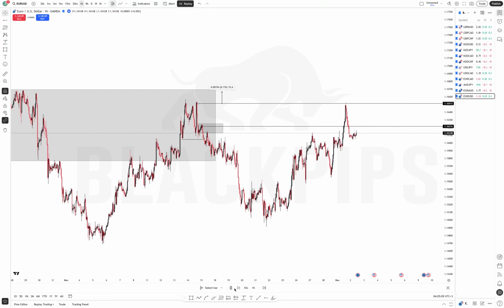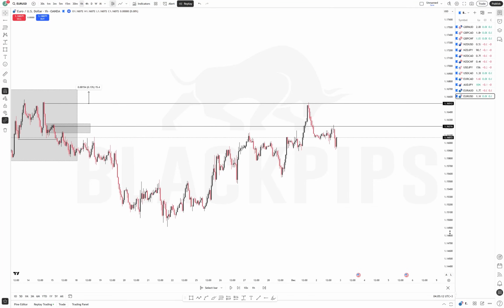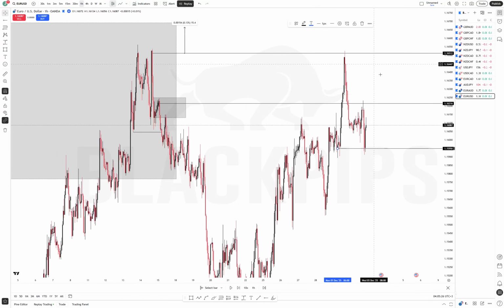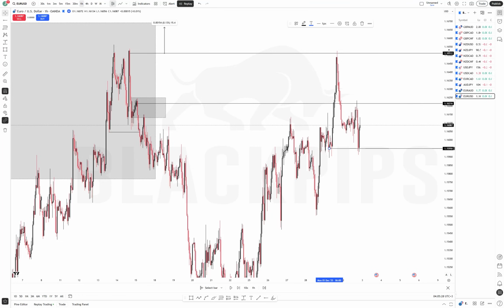It took the entry, as you can see, and the first take profit was at this level here. So we expect if the market will break this low here, we could have another take profit on these levels here, but the price didn't break this low, so we only took the first take profit.